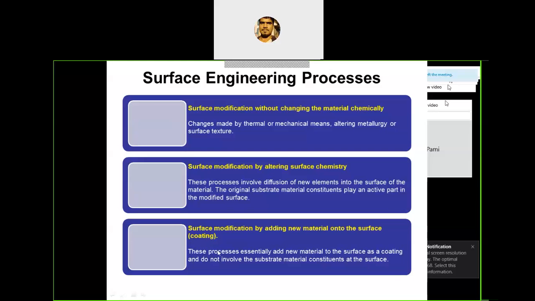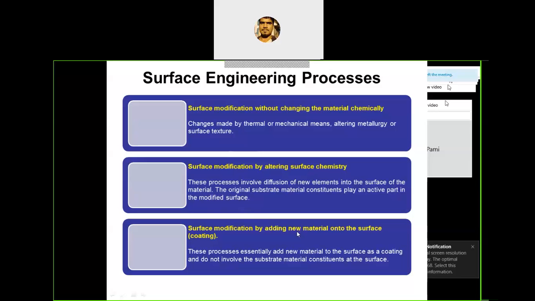And the third one, it's a common one. It is surface modification by adding new material onto the surface. It is also called coating. Coating means on that substrate we are going to deposit another material, layer by layer. It is called coating. These processes essentially add a new material as a coating and do not involve any substrate material constituent to the surface.